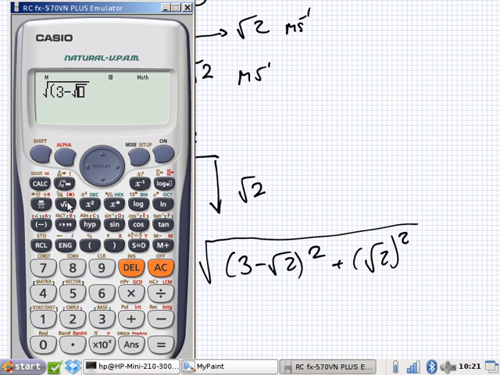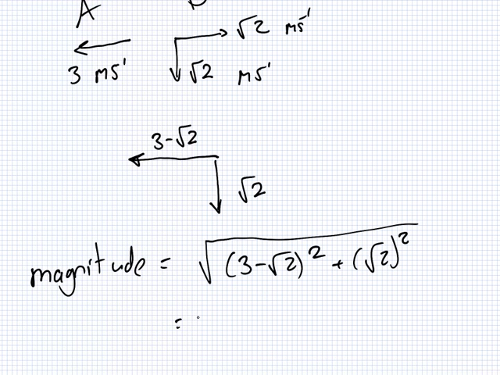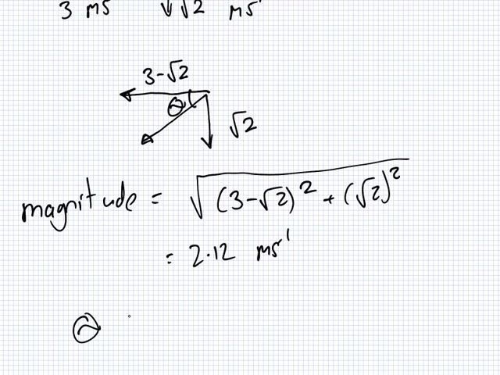Three minus root 2 squared, plus... 2.12 meters per second. And the direction, let's call the direction here theta. How do I get the direction here? Tan inverse, yeah. Which way around? The opposite. Yeah, which is what here? Root 2 over 3 minus root 2.